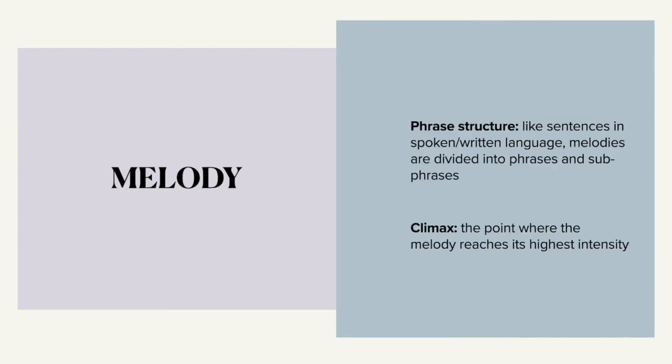Phrase structure. Melodies also have phrase structure. Like sentences in spoken word and written language, melodies are divided into phrases and subphrases. So, tonight I will go to the store and I will buy groceries for tomorrow's dinner. Well, do you notice there was a little bit of a pause there? That pause is where we would put a comma. Tonight I will go to the store, comma, and I will buy groceries for tomorrow's dinner, period.